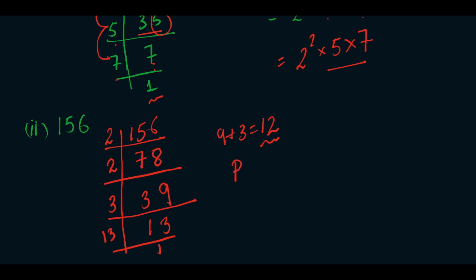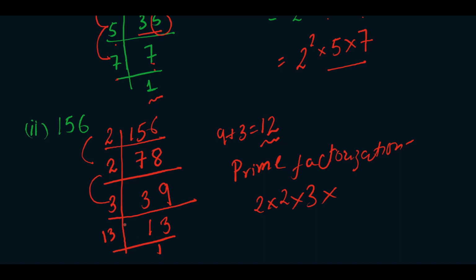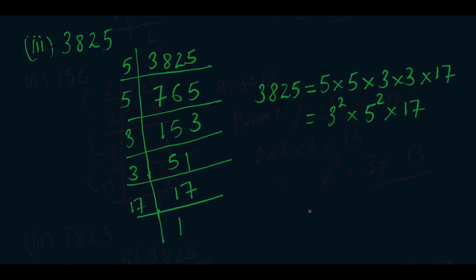So the prime factorization, we can write it as 2 into 2 multiplied by 3 multiplied by 13. So it is equal to 2 square into 3 into 13. Now let us move on to our third question. The question here is 3825.